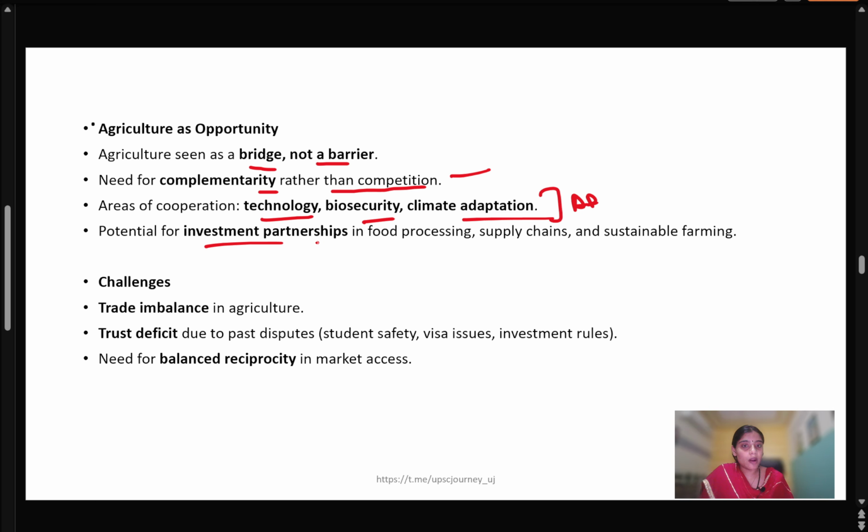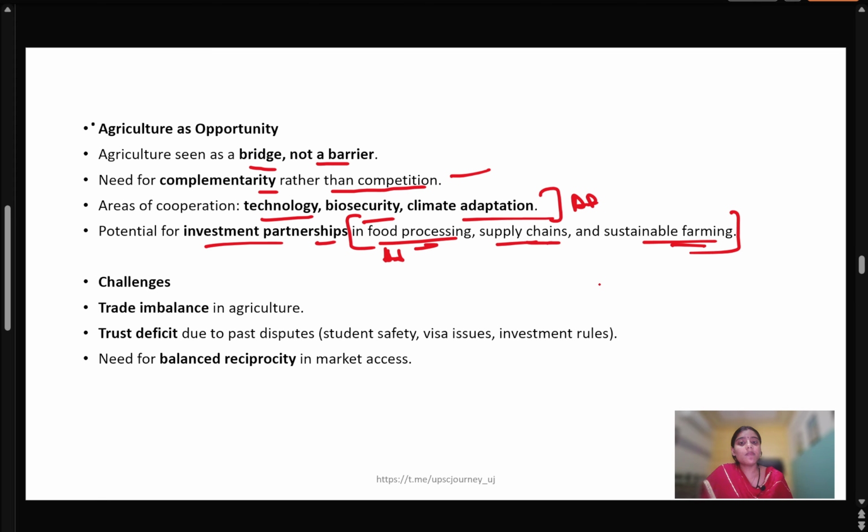There is potential for investment partnership in food processing, supply chain, and sustainable farming. So these are potential areas where in future we can invest in partnership: food processing, supply chain, and sustainable farming. Now, what are the challenges that will come during this partnership?